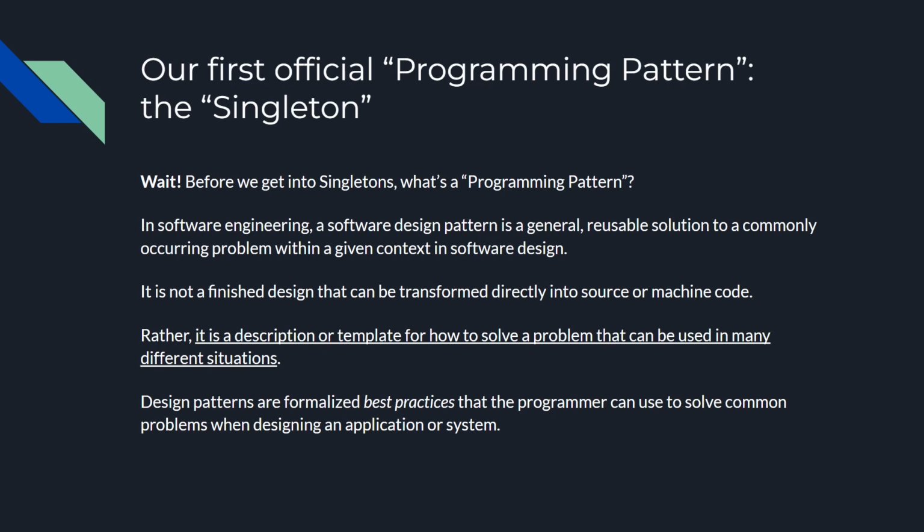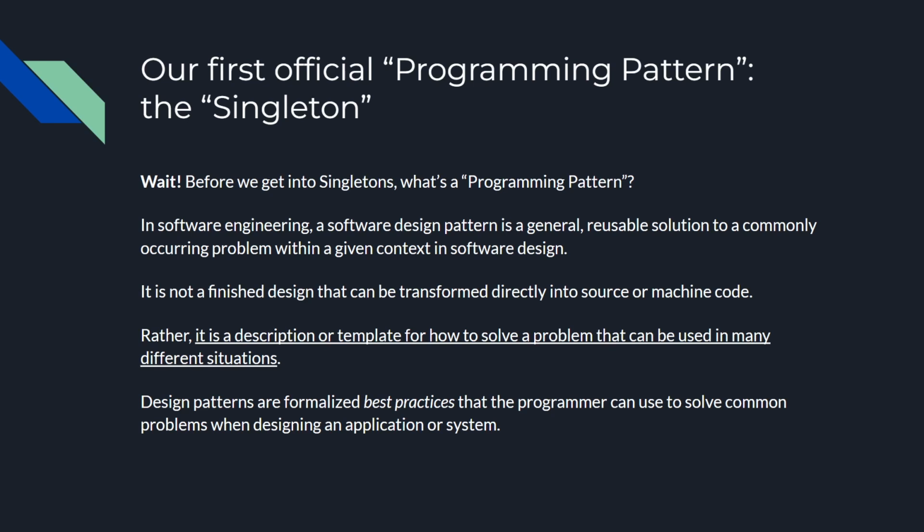It's not necessarily a finished design that can be transformed directly into source or machine code until you get specific enough. So I'm going to give you an example that is actually in source code for addressing singleton components or singleton objects in Unity. Would it fit every solution? Probably not. Will it fit a lot of them? Yes, it does. You can think of it as a description or a template of how to solve a problem that can be used in many different situations. So this notion of the musical chair, the single instance or the single slot, is the general concept: I want some entity that enforces this uniqueness.